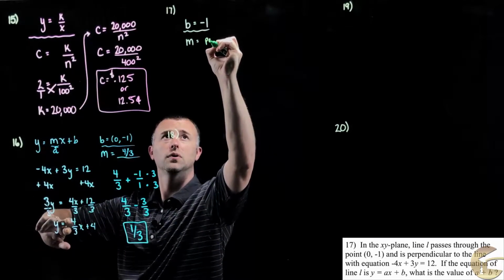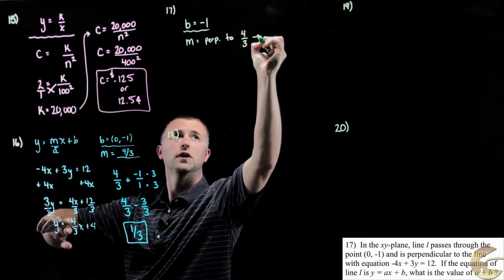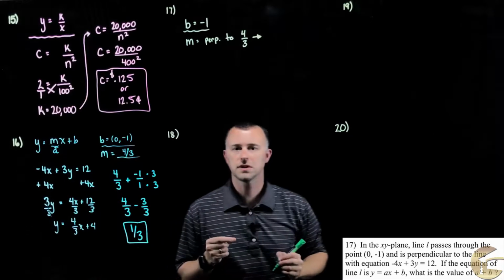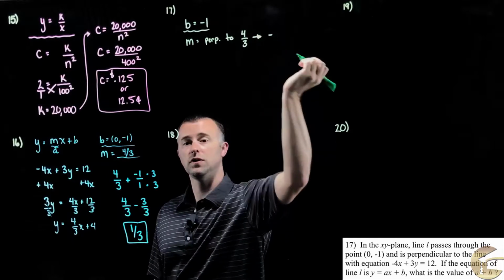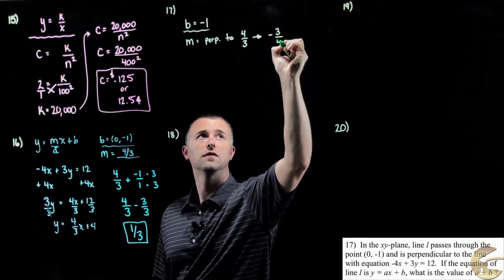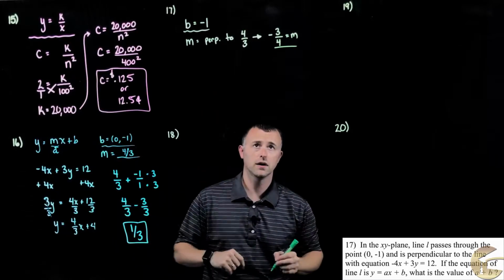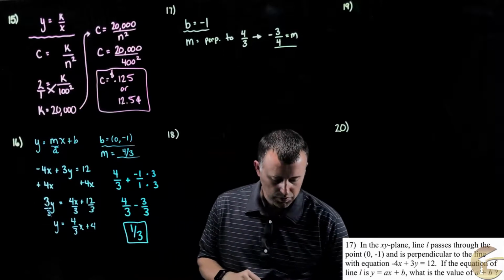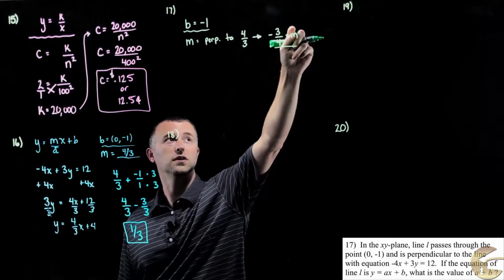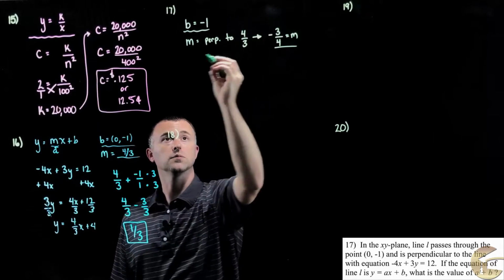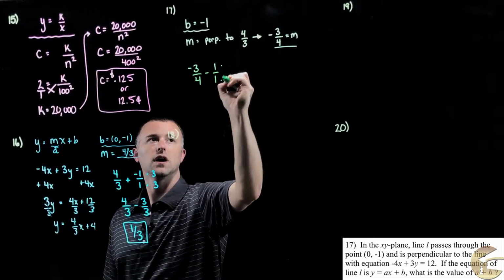So I want to find a slope that's perpendicular to 4/3. The slope that is perpendicular to 4/3 is going to have an opposite reciprocal slope. Opposite means it's going to be negative. Reciprocal means we flip the fraction. So it's going to be -3/4. So that's going to be my slope. I have my y-intercept of -1 and my slope of -3/4. Again, same thing here: what's the value of a plus b? We're going to add these two numbers together because this is a, the way they present it in the problem. So I'm going to go -3/4 minus 1/1, get a common denominator of 4.